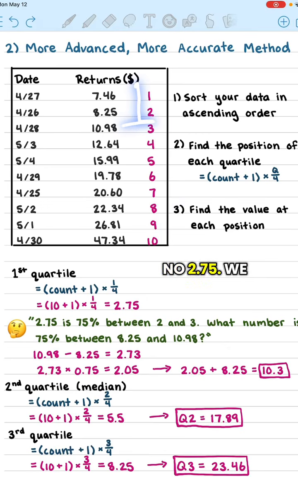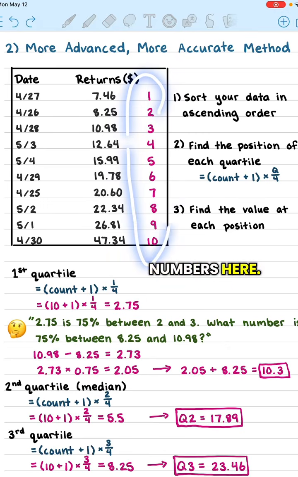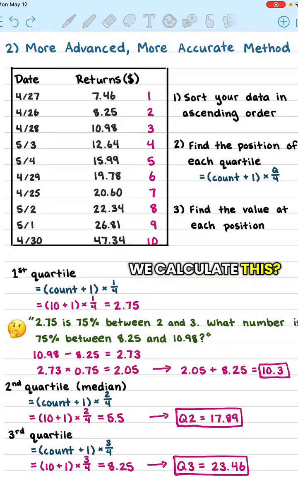But there is no 2.75. We only have whole numbers here. So how do we calculate this? You can think about it like this. 2.75 is 75% between 2 and 3, right? It would be about here on a number line, 75% between these two numbers.